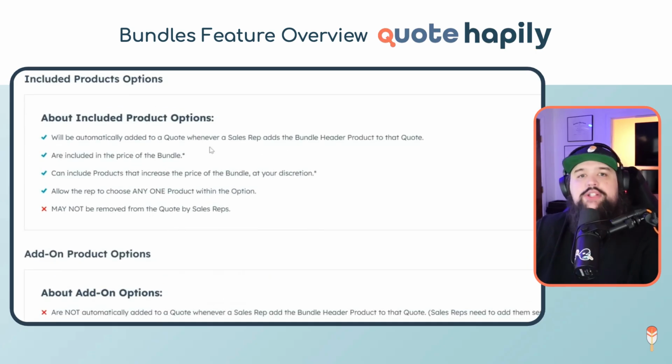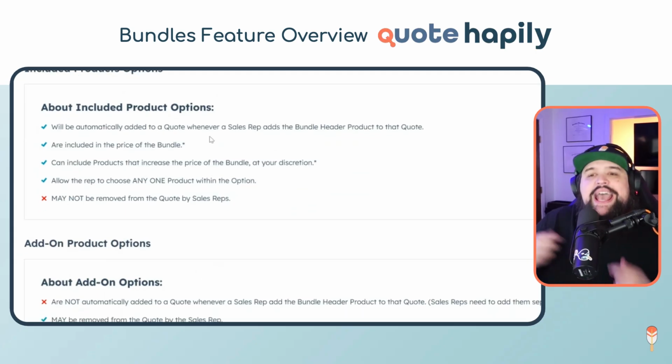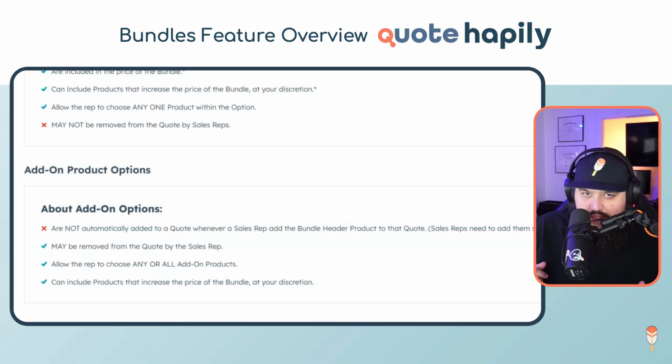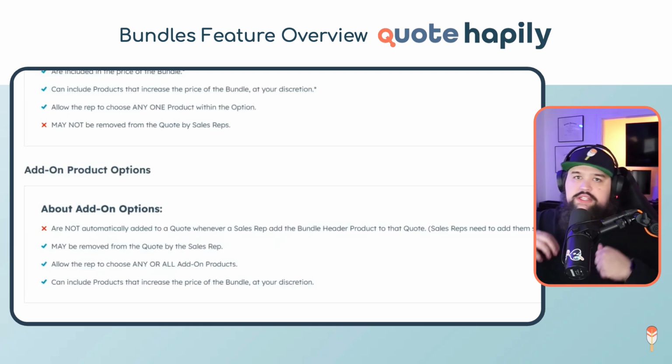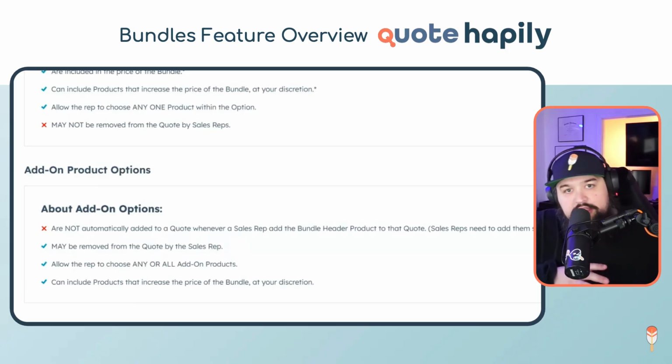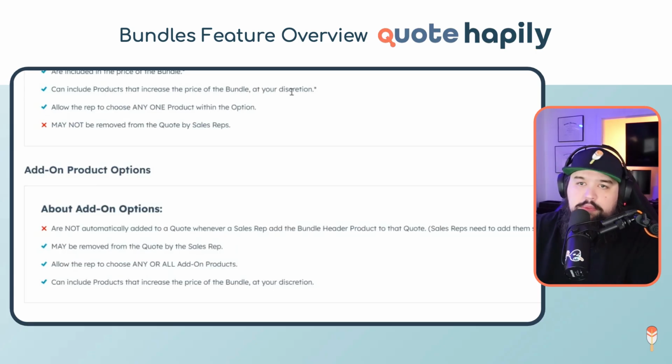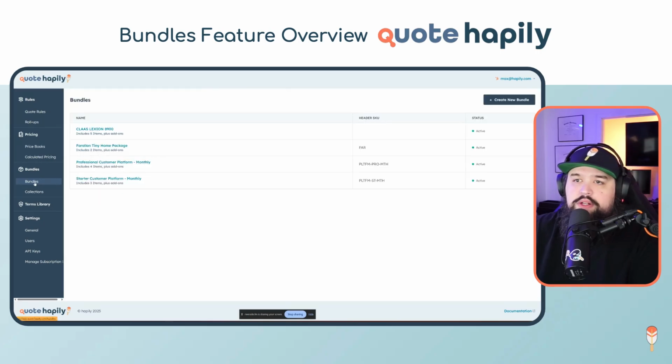Then you can have included options and add-on options. Included options are things that must come with the bundle when you build it. Add-ons are optional things, right? So you can sell them, maybe yes, maybe no. If you're selling a certain product and you want to say, here are some additional things that go with this product, that would be an add-on. But if there are certain things that must be sold with a product, you would choose included product options. So let me give you some examples of ones that I've built here.